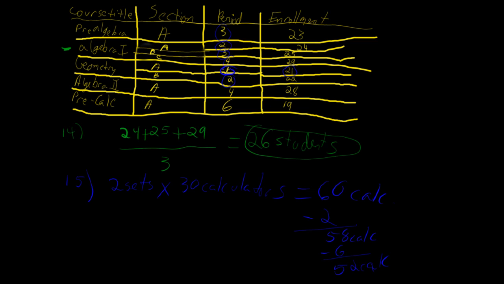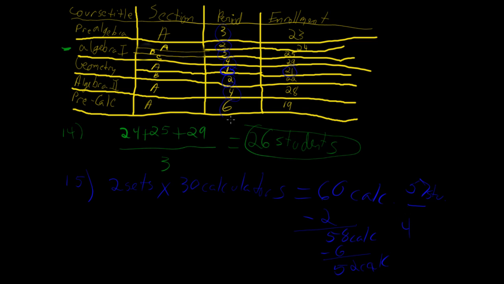Now we'll go on to period 4. Period 4, which is 29 students and 28 students, which is 57 students. 57 students. So as you can see, for each student to have one calculator, there would need to be at least 57 calculators. But as you can see, we only have 52 calculators. So period 4 is out. Each student cannot have a calculator in period 4.